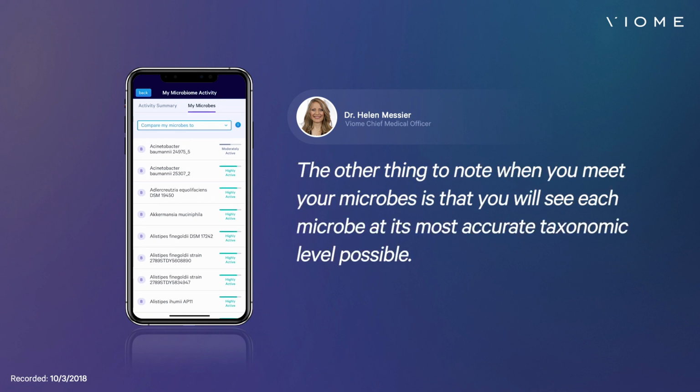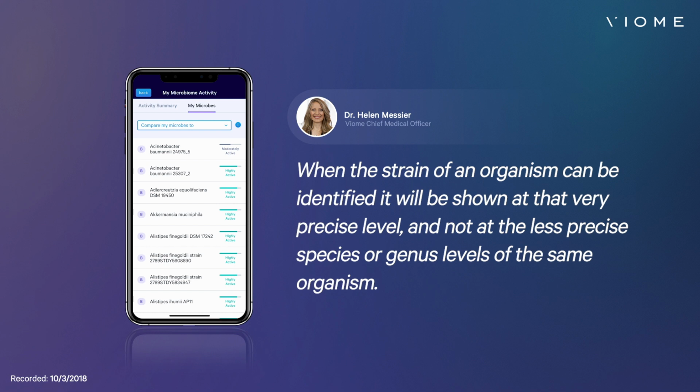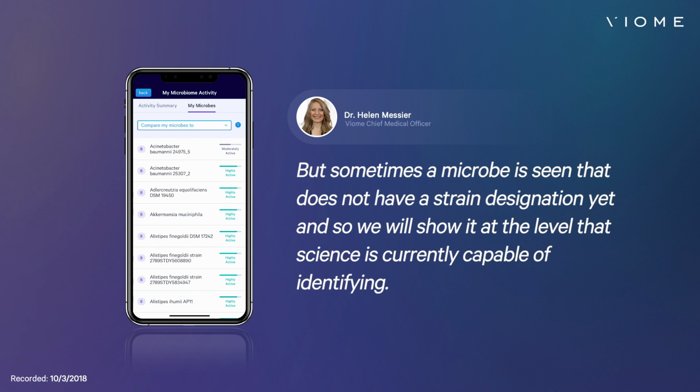The other thing to note when you meet your microbes is that you will see each microbe at its most accurate taxonomic level possible. When the strain of an organism can be identified, it will be shown at that very precise level, and not at the less precise species or genus levels of the same organism. But sometimes a microbe is seen that does not have a strain designation yet, and so we will show it at the level that science is currently capable of identifying.